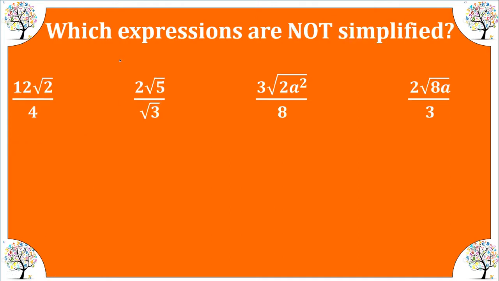Here we have 4 expressions, and there may be some that are not totally simplified. So let's go through and check this. So here we have 12 radical 2 over 4. The radicand is simplified, but look, our fraction, our coefficient can simplify to 3 radical 2. So you even have to check the fraction part, your coefficient, to see if it is reduced, just like you learned in 5th grade how to reduce or simplify fractions.